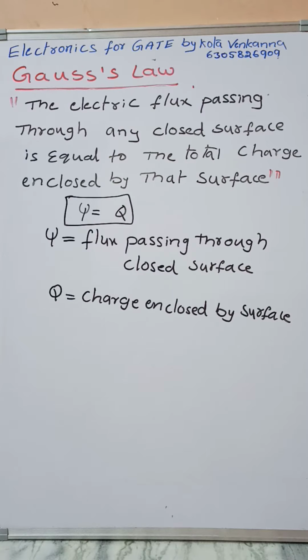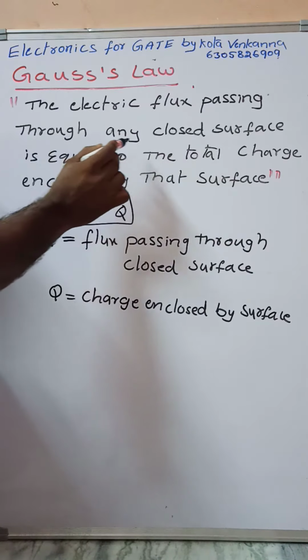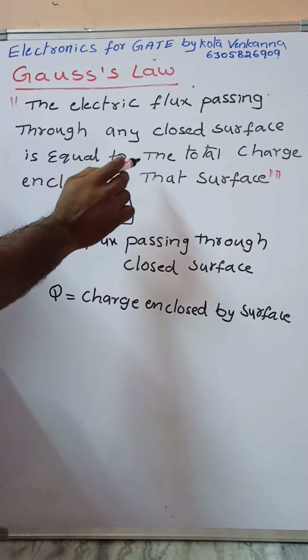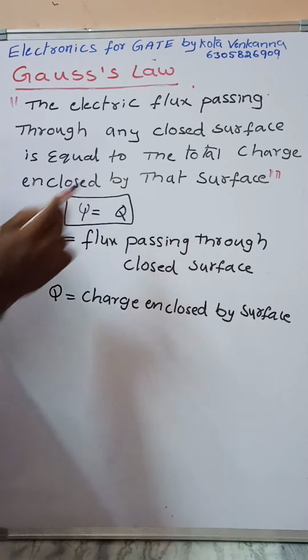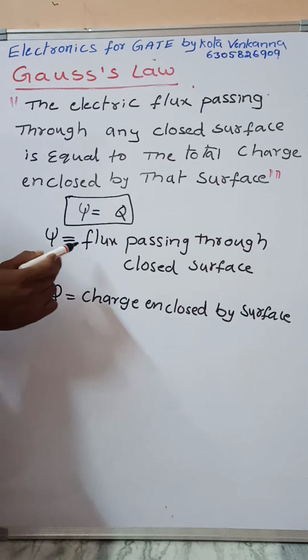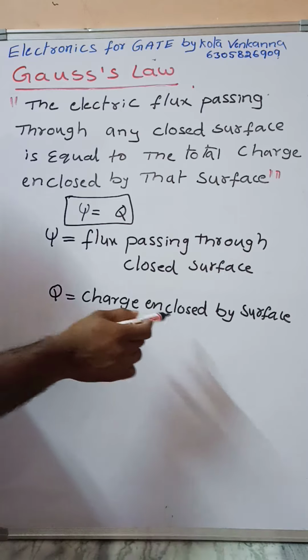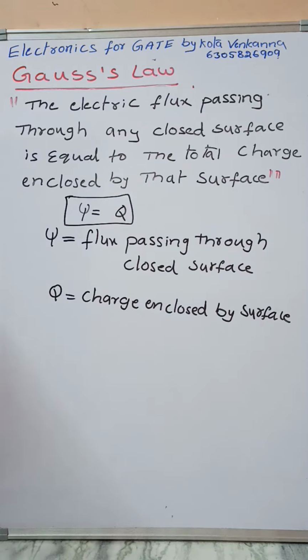Today I want to discuss Gauss law. The statement of Gauss law is that the electric flux passing through any closed surface is equal to the total charge enclosed by the surface. That is, psi is equal to Q, where psi is the flux passing through the closed surface and Q is the charge enclosed by the surface.